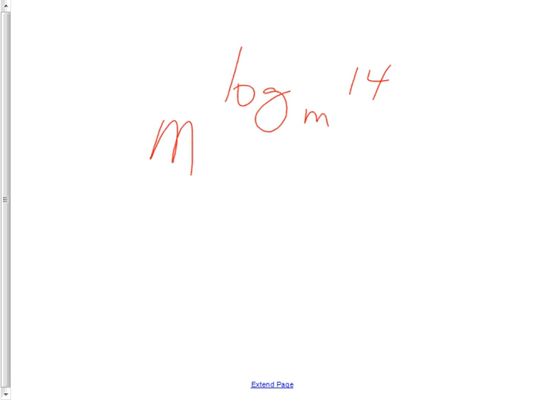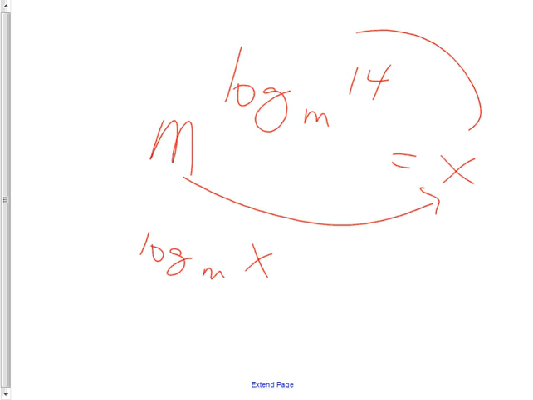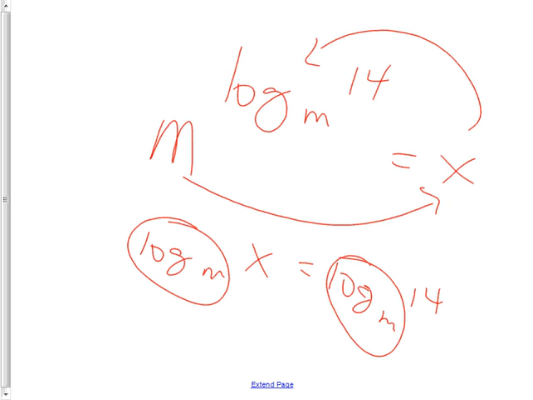Could you do it the long way? Yes. You could say equals X, and then you could rewrite it. Log base M of X equals log base M of 14. And then you could go, oh, the logs are the same. Therefore, the arguments have to be the same. X must equal 14. You see all the different things you can do with these logs? It gets kind of crazy. There's all kinds of different rules in log world.